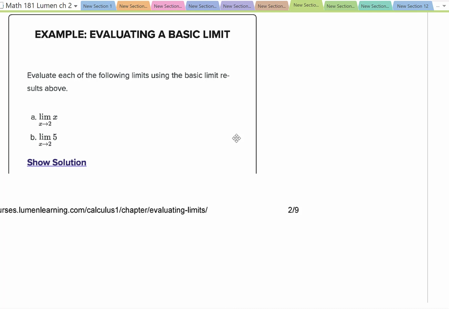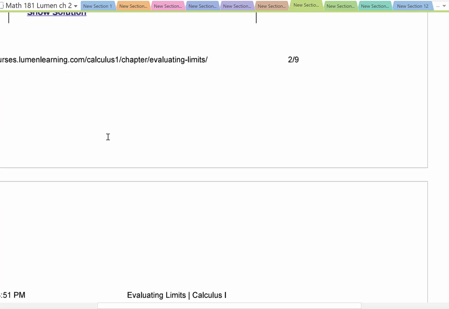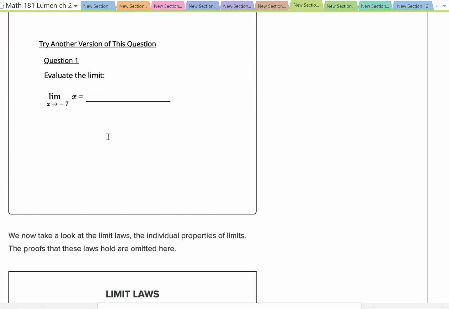Evaluate each of the following limits using the basic limit results. The limit of 5 as x approaches 2 is going to just be 5, because that's a constant. Okay, let's try another one of these. The limit of x as x approaches -7 is just going to be -7.